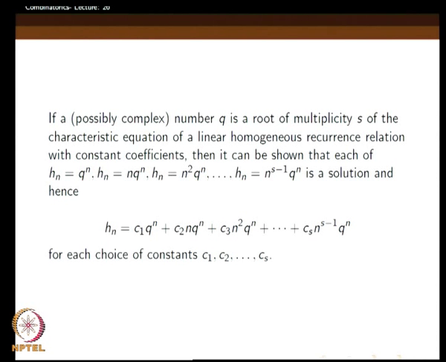So, if a possibly complex number q is a root of multiplicity s, that means that q repeats s times in the characteristic equation of a linear homogeneous recurrence relation with constant coefficients, then it can be shown that each of hn equal to q raised to n, hn equal to n times q raised to n, hn equal to n square times q raised to n, up to hn equal to n raised to s minus 1 times q raised to n is a solution, and hence hn equal to c1 times q raised to n plus c2 times n q raised to n plus c3 times n square times q raised to n, up to cs times n raised to s minus 1 times q raised to n is a solution for each choice of the constants c1, c2, cs.